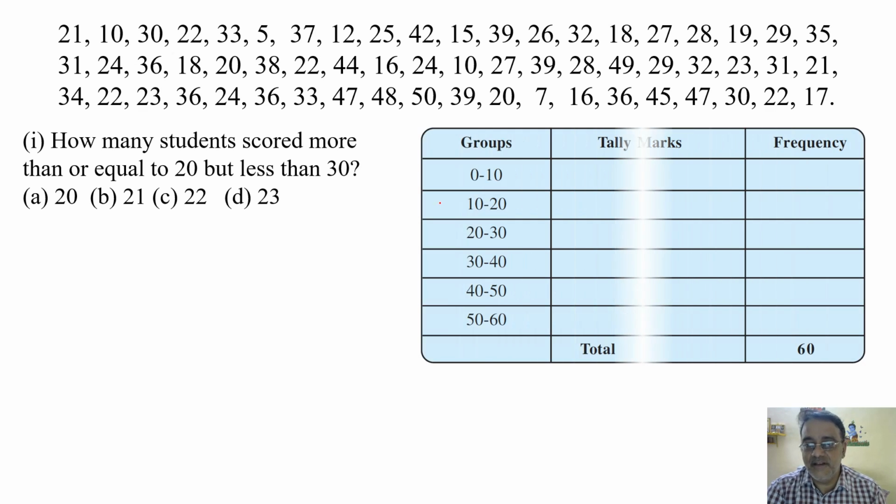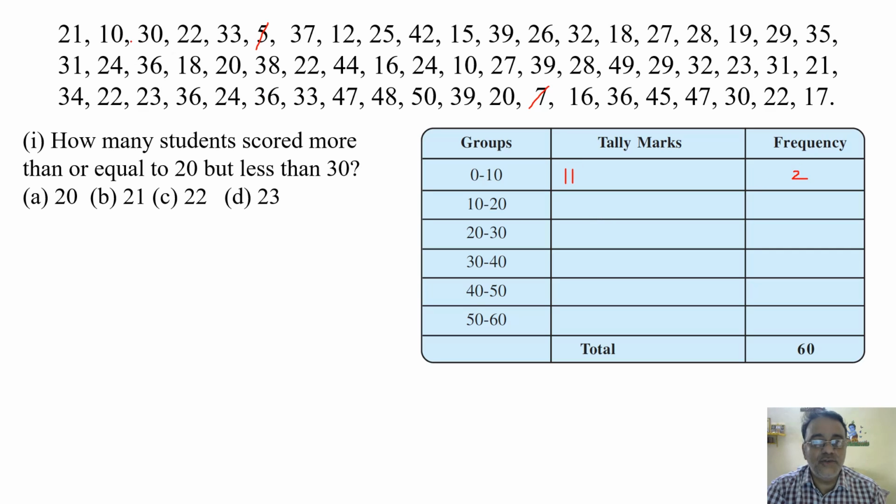So first we will form the frequency distribution table. Let's see how many fall in 0 to 10. 0 is included but 10 is not included, right? Only 2, all 2-digit numbers are there. So here we got 2.